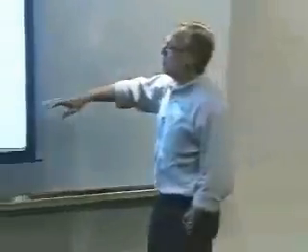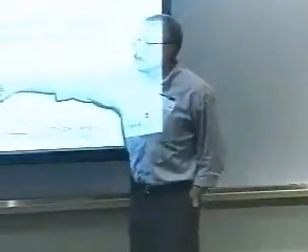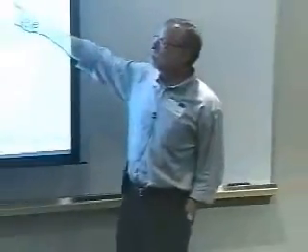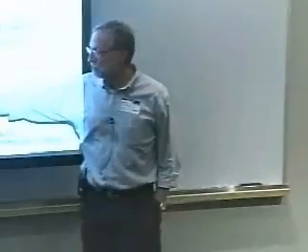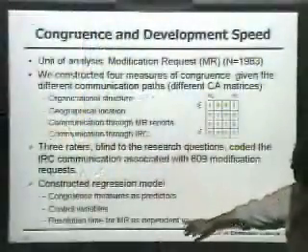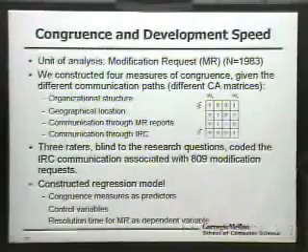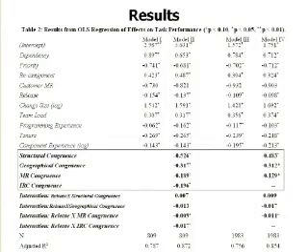Then we constructed a regression model, using congruence and some control variables as predictors, trying to predict the resolution time for a modification request. So we want to see if the congruence has significant impact on how long it takes to do the work of resolving the modification request. So here are the regression results.